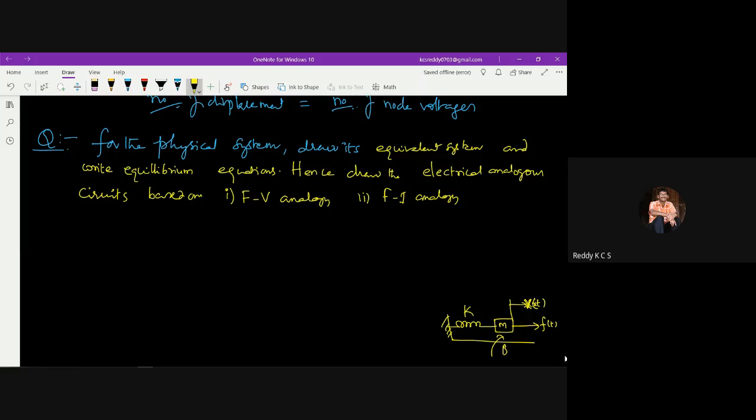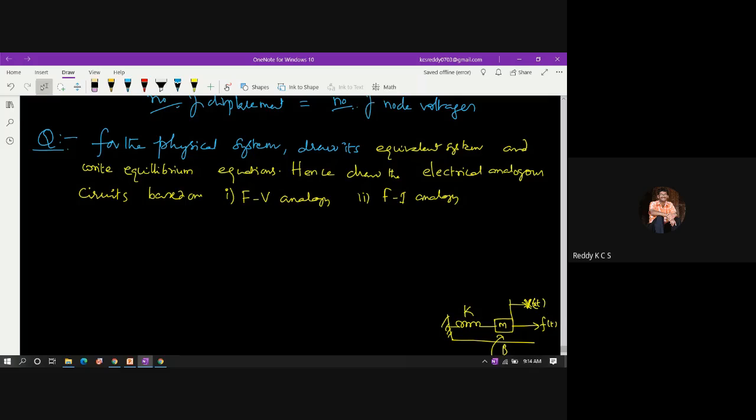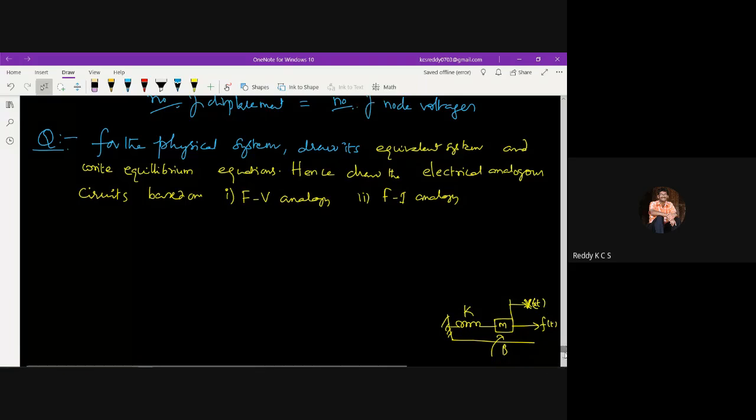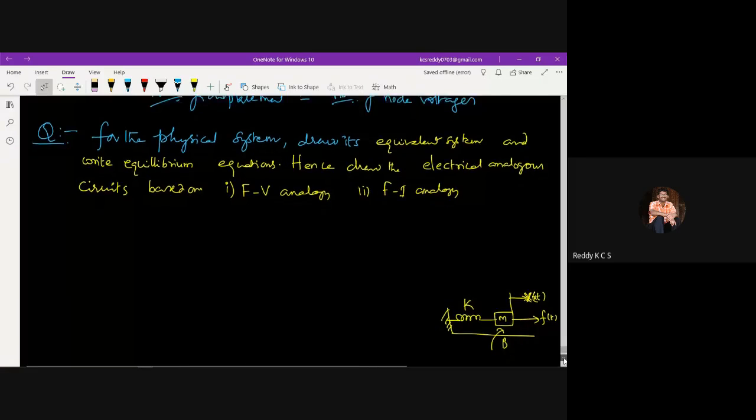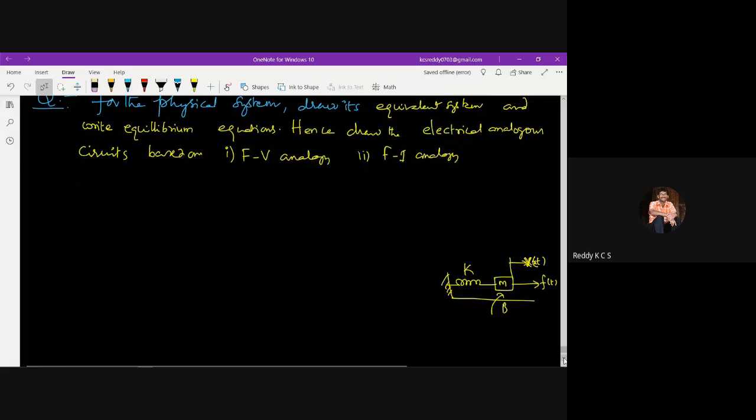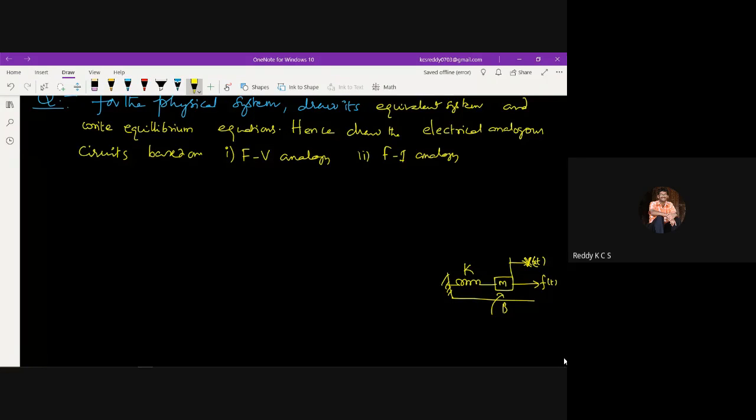Okay, so now first and foremost, we need to write the equilibrium equation, because how many displacements are there? Only one displacement is there in this case. So we need to write the equation. The equilibrium equation. So the equivalent system, because there is only one displacement here, that is one node I have to represent.